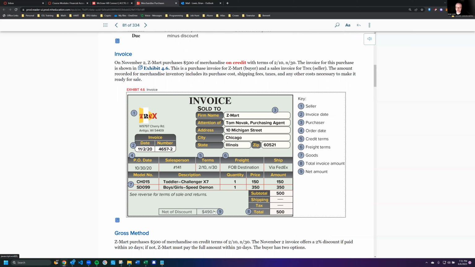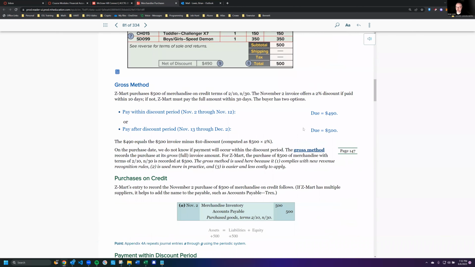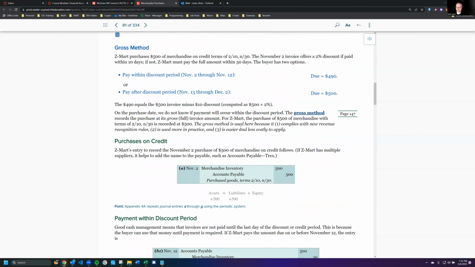Sometimes they have the discount identified. So, if they paid within the 10 days, they'd get a 2% discount. So 2% of 500 is $10. So the net amount that they would have to pay is $490. Okay. So they go through what's due. And then they show the discount amount.